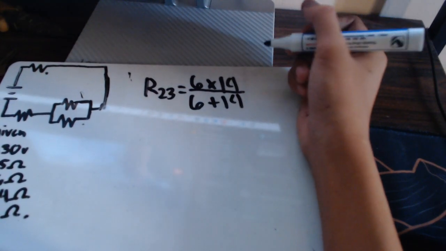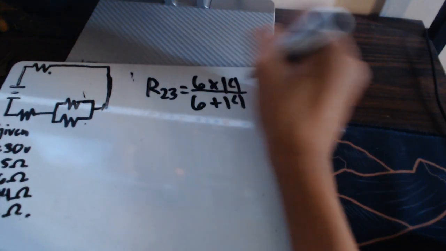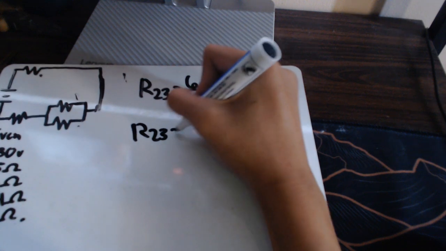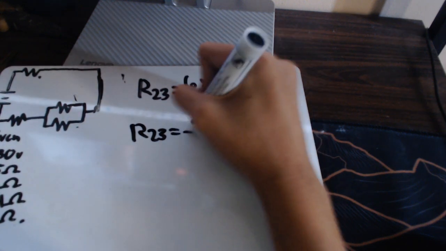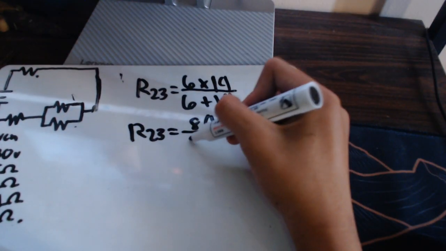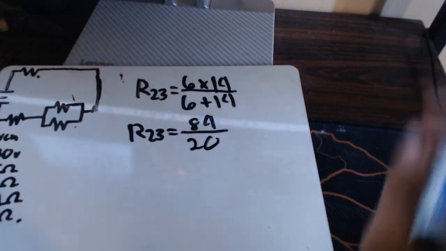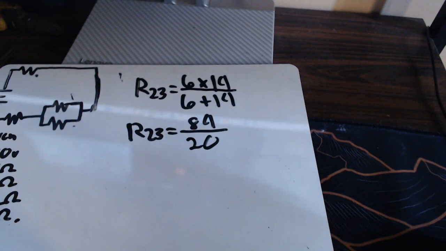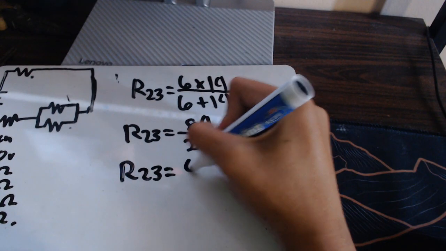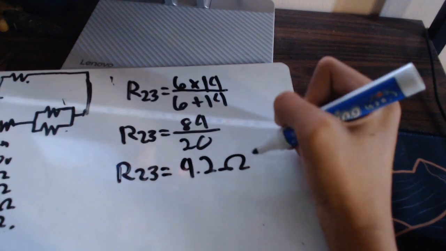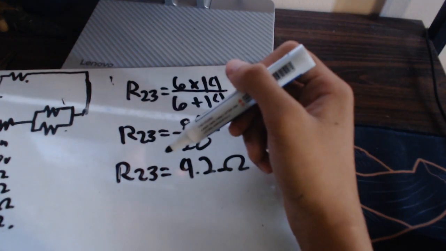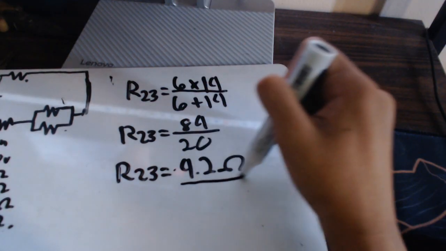Now let's solve it. 6 times 14 is equal to 84. 6 plus 14 is now equal to 20. And now we divide it. 84 divided by 20 is equal to 4.2 ohms. So therefore, the equivalent resistance of R2 and R3 is going to be 4.2 ohms.